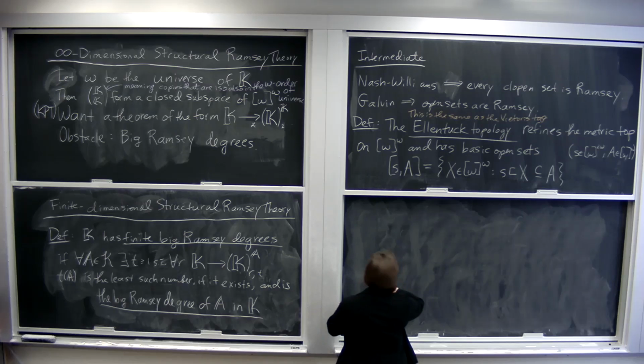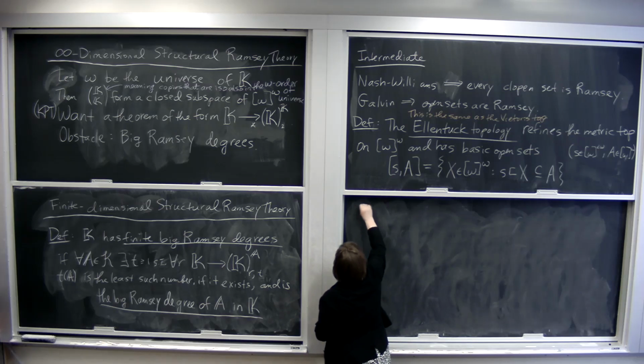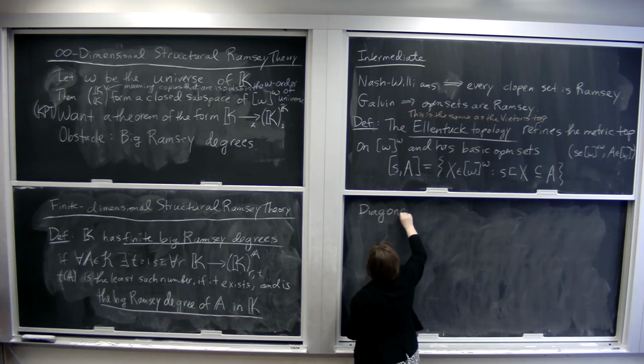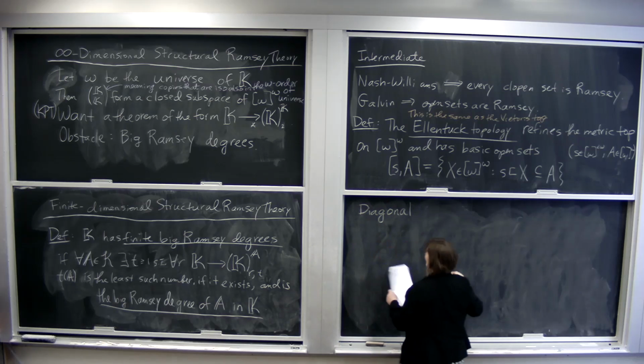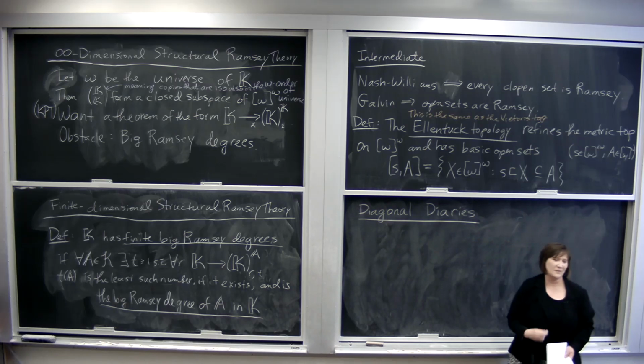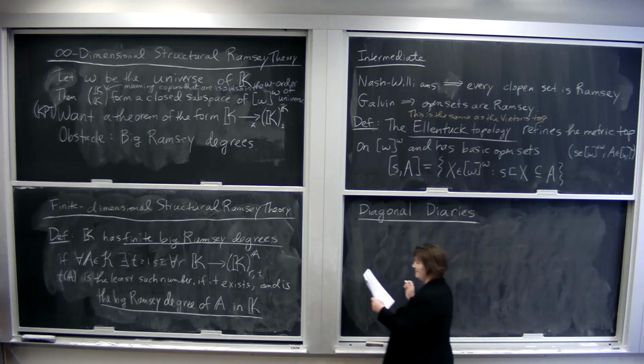Okay, so that brings us to something called diagonal diaries. There's been a lot of different terminology in the last couple of years, and we're trying to center in on one. So I'm going to use diagonal diaries. Laflamme, Sauer, and Vuksanovic used similarity types. I used something called strong similarity types some years ago, and we're going to hone in on diagonal diaries.